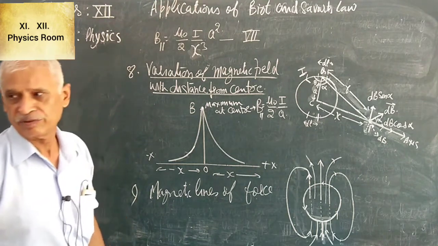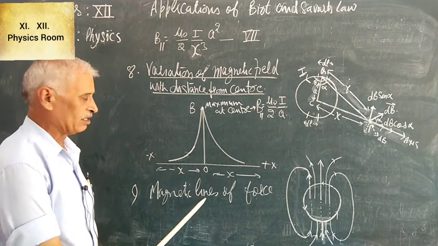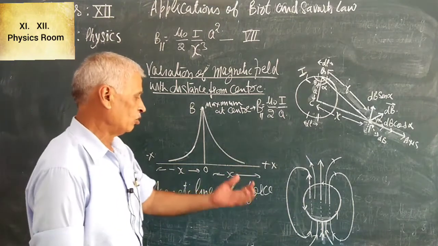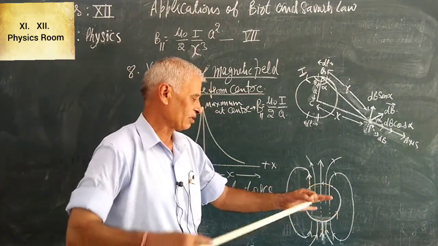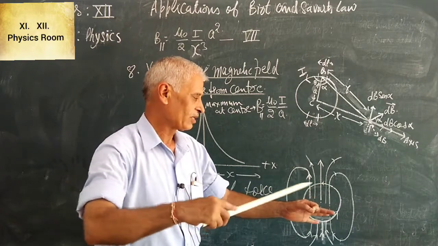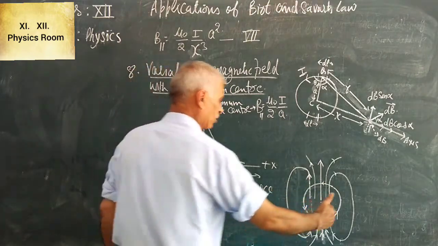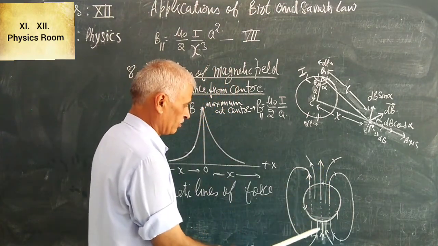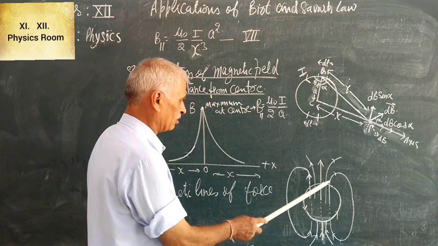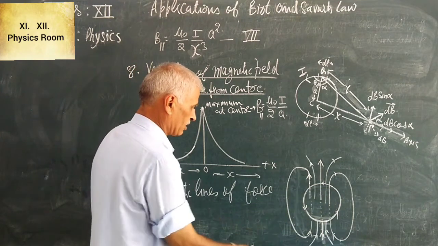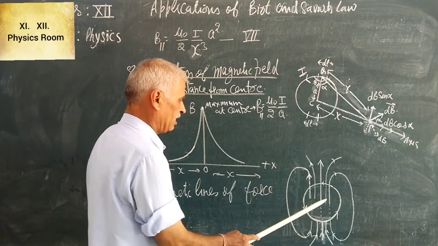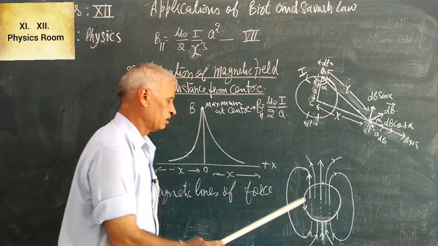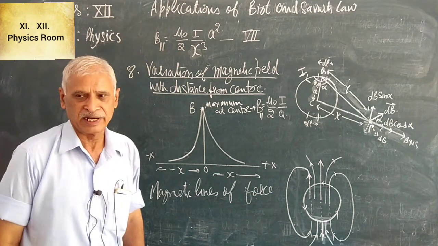Now next point that we are to discuss is magnetic lines of force. So how will be the magnetic lines of force? Consider this loop in horizontal direction like this, and current is flowing like this, and using right hand grip rule you can mark the direction of magnetic lines of force. So this central line of force, then it goes like this, and this comes like this. So this is the diagram for magnetic lines of force.